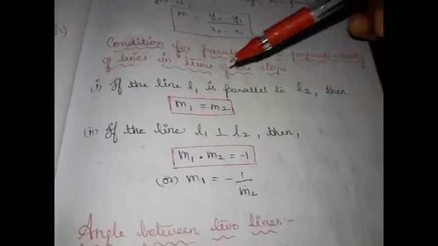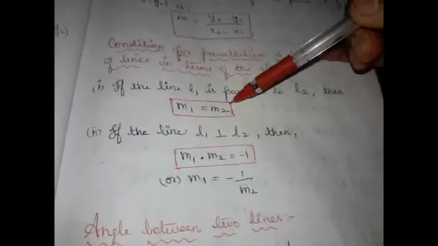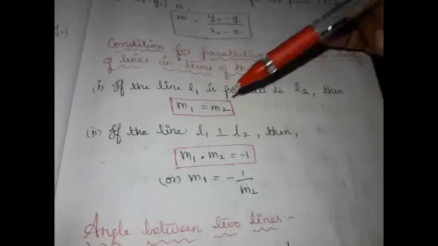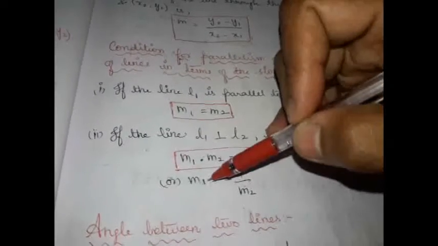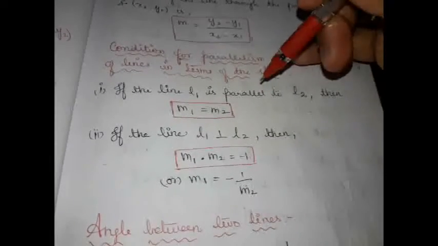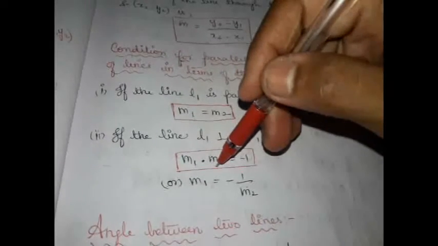And then we have learnt the condition for the parallelism and perpendicularity of lines in terms of the slope. If two lines are parallel, then their slopes will be equal. If two lines are perpendicular, then the product of their slopes will be equal to minus 1. That is, one slope will be the negative reciprocal of the other. If two lines are parallel, then the slopes are equal. If two lines are perpendicular, then the product of their slopes will be equal to minus 1, right?